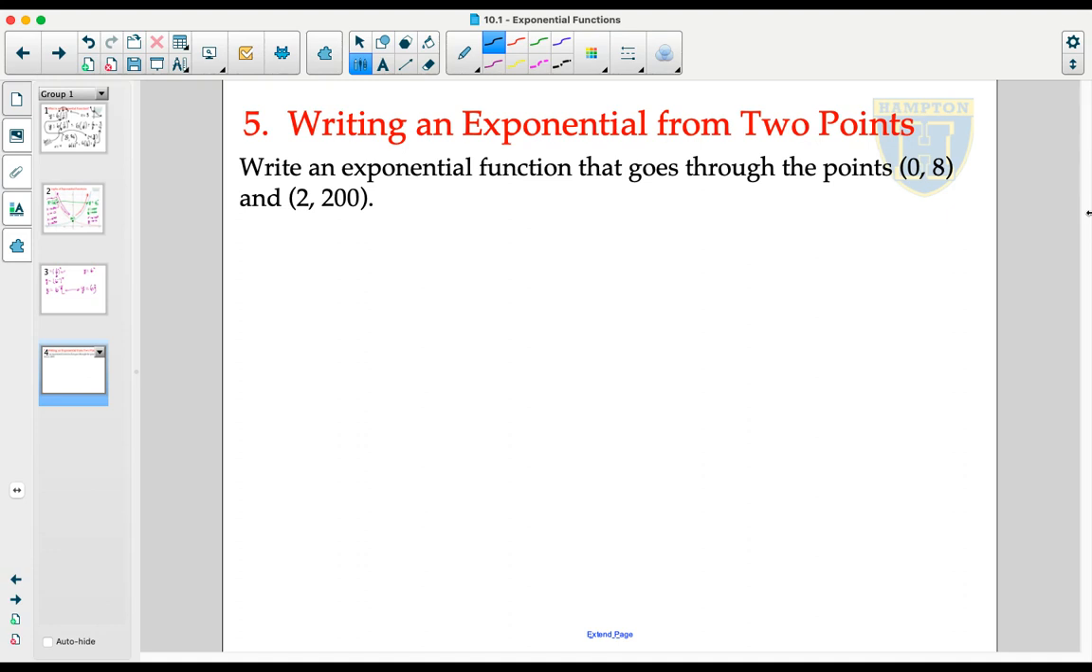Write an exponential function that goes through the points (0, 8) and (2, 20). If we're going to write an exponential function, we know that it's going to fall into the general form y equals a times b to the x. The fact that this point was not (0, 1) is what tells me that I'm going to need some multiplicative factor in front of the exponential in order to make it go through the point (0, 8). I'm scaling up that intercept from (0, 1) up to (0, 8).